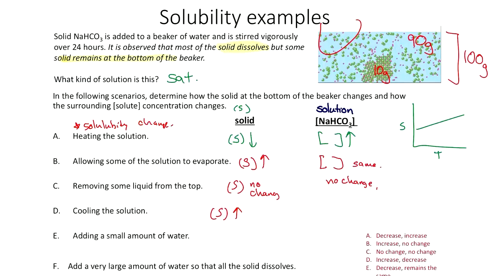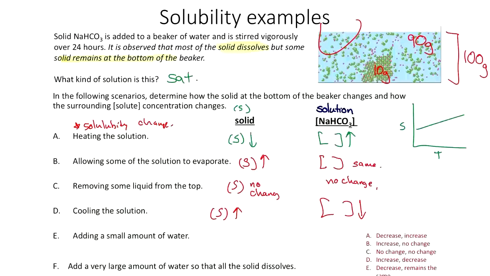Okay, but where did it come from? It came from the solution. So what happens to the concentration? It changes, and specifically it decreases, because we are going lower on the graph because we're reducing temperature. So see how A and D, they're opposites of one another, because D, cooling, reduces solubility. I feel like we understand that if we've ever worked in the kitchen. Well, A, you heat the solution, you increase solubility of that solid.